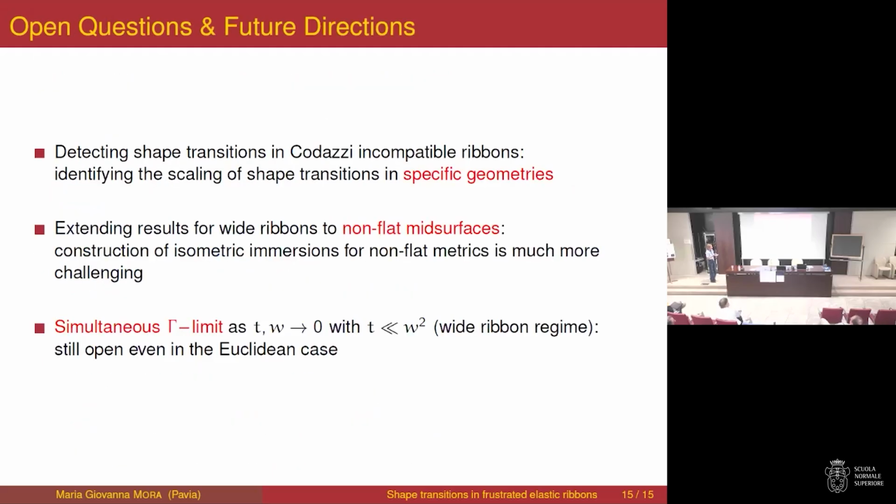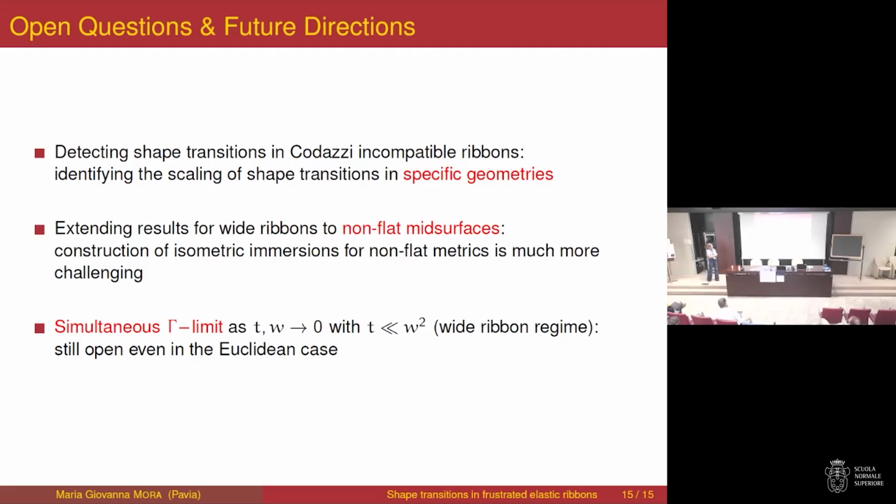Okay, so of course, there are many things that we don't know how to do at the moment. The first thing is exactly detecting shape transition in Codazzi incompatible ribbons. At the moment, what we are trying to do is to look at these specific geometries from the experiments, from the real world ribbons, to see that at least in these cases, we can identify the correct scaling of the minimal energy. That would be already something interesting to have.